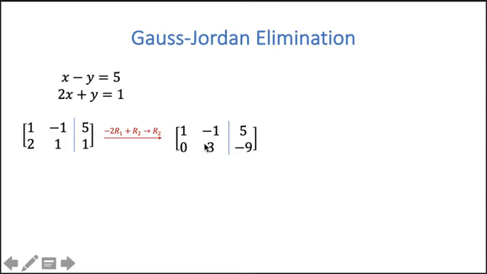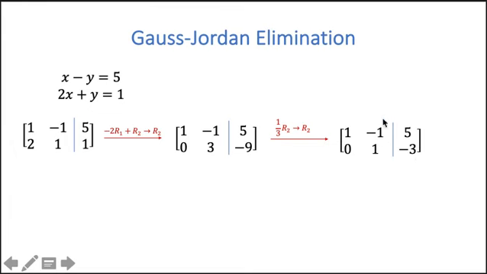Now, the next thing to do is get a 1 here. To get a 1 here, I'm going to multiply the second row by 1/3. And that's going to become my new row 2. So I get 1, -1, 5, 0, 1, -3.